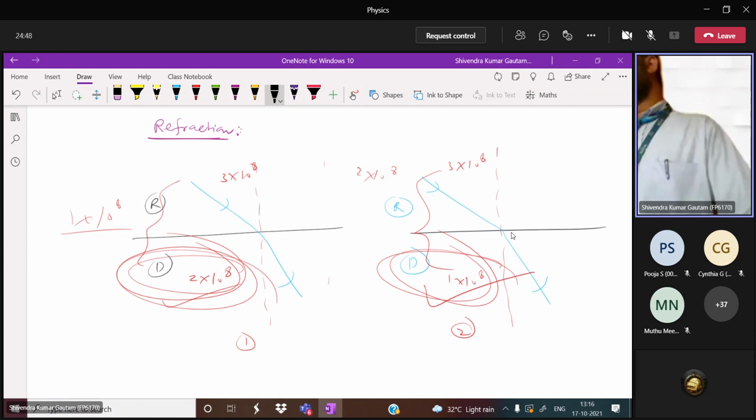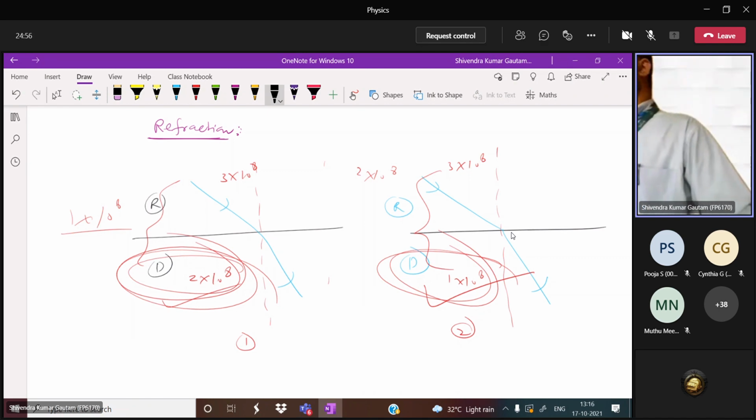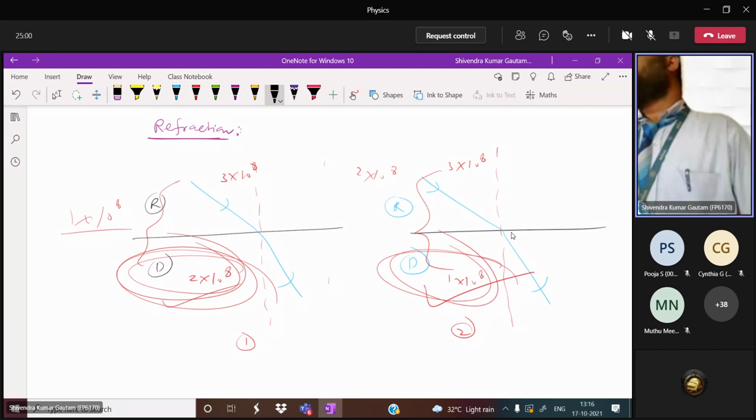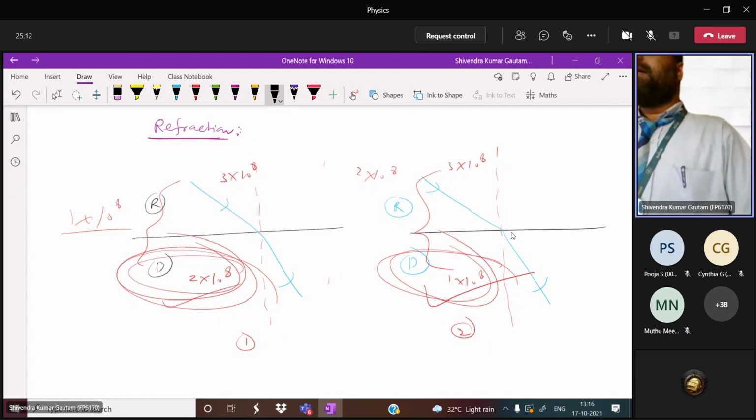Second point, write down. The refraction phenomenon takes place because the speed of light is different in different mediums.